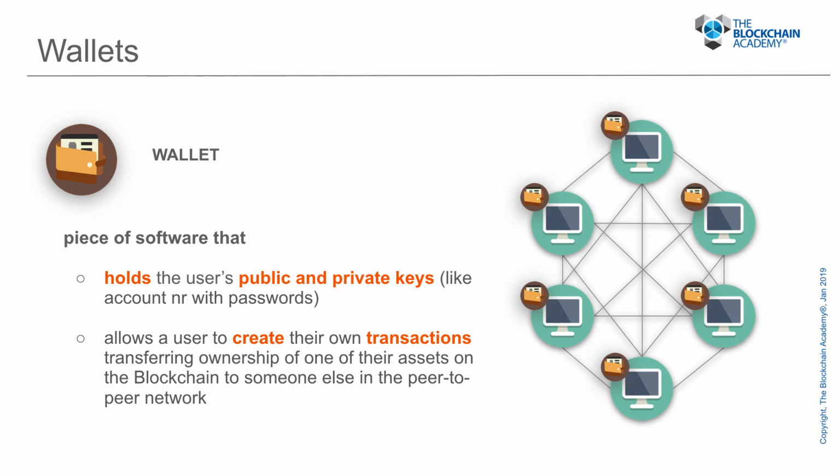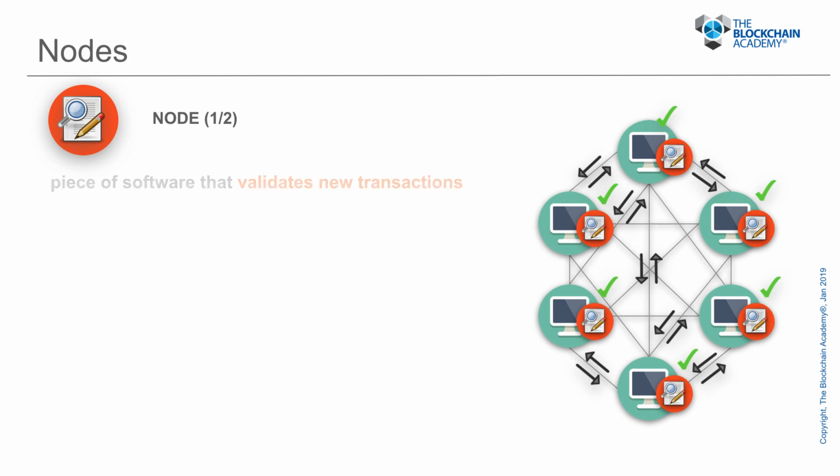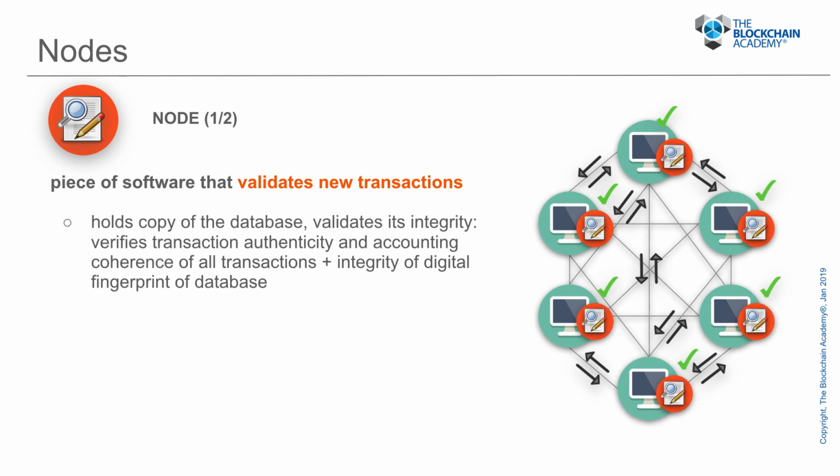Okay, let's move on to the node software. The node is a piece of software that validates transactions. In order to do so, a node first of all holds a complete copy of the blockchain database and validates its integrity by verifying the authenticity and accounting coherence of all transactions, and by verifying also the integrity of the digital fingerprint of the database.